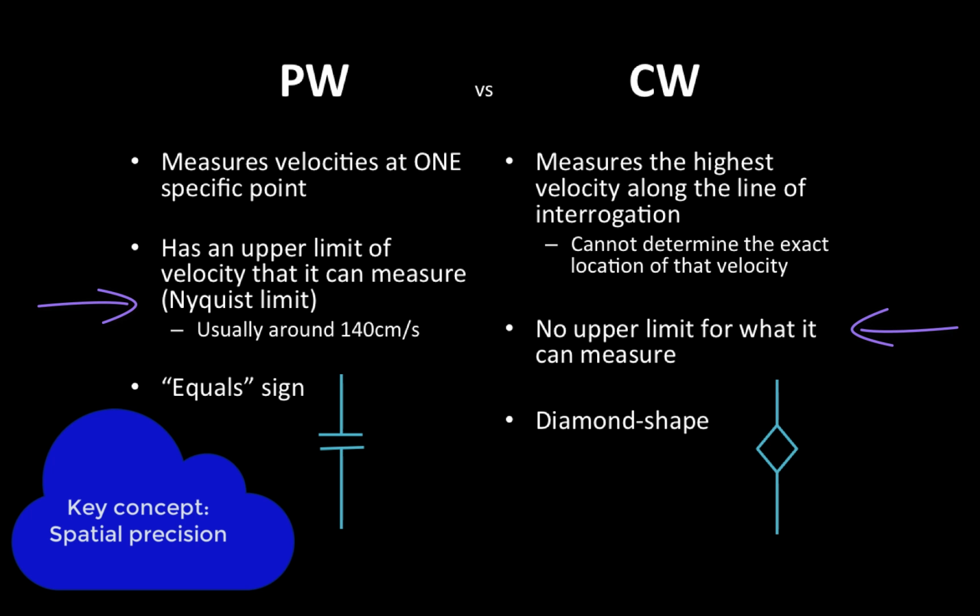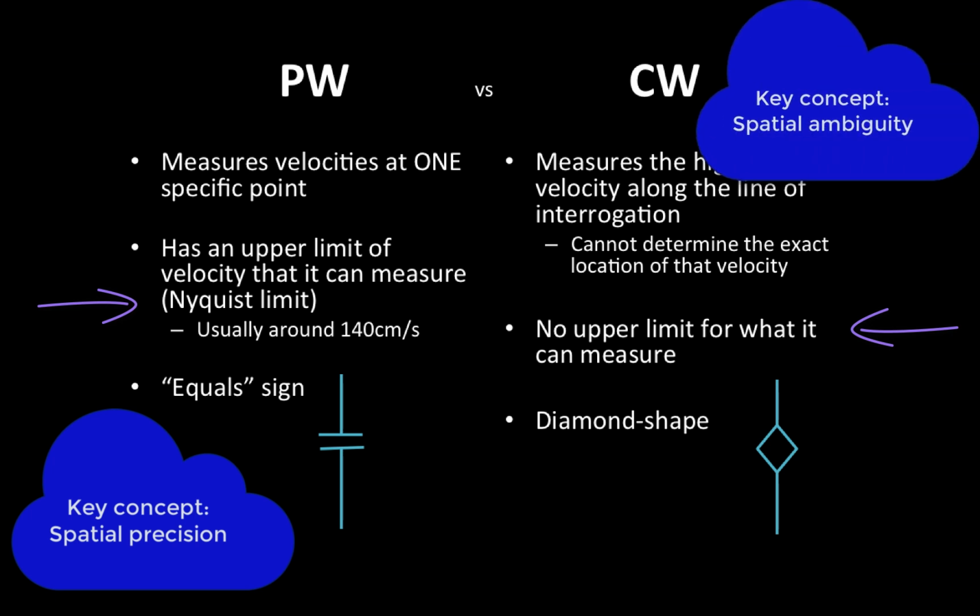However, because we're continuously sending and receiving signals along a line of interrogation, we're not able to pinpoint exactly where the measured velocity occurs. In other words, we have spatial ambiguity. So typically in applications where we use CW, this spatial ambiguity isn't a problem, as there's really nothing else that would generate such a high velocity blood flow along the line of our signal.